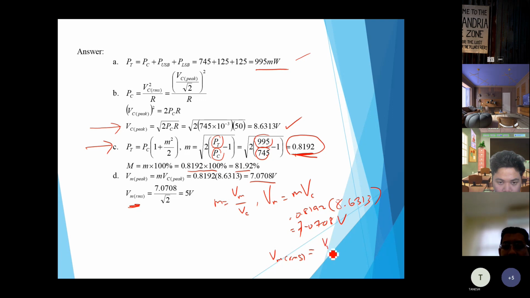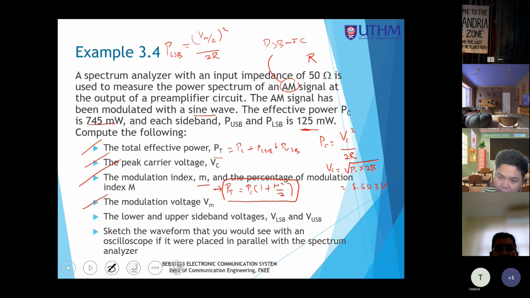So dia adalah V peak dibagikan dengan square root of 2. Bermakna 7.0708 dibagikan dengan square root of 2. So you akan dapat lebih kurang 5 volt. Saya rasa dia ada perpuluhan lagi tetapi dia lebih dekat 5 volt lah. Okay, boleh cuba. Try using your calculator.